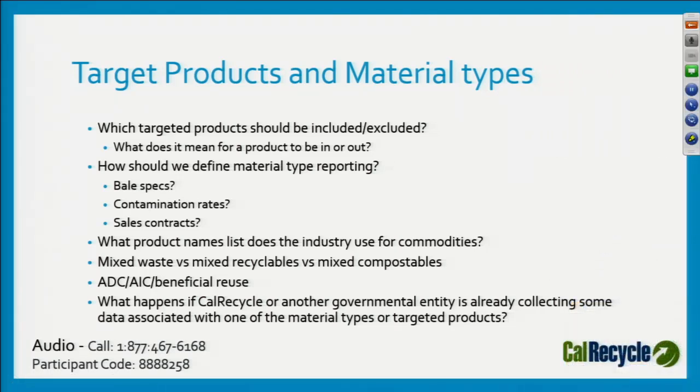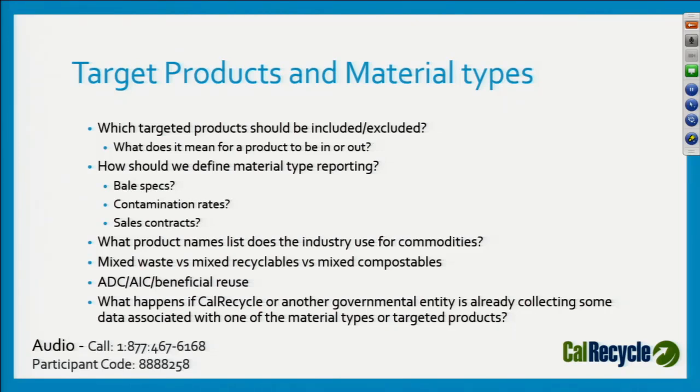We have a few different categories. So we have what we call material categories, which is everything that we are hoping to get information from. If you fall within one of the material categories that we specified in the draft regulations, which are mostly just your traditional recyclables, your paper, glass, metals, plastics, as well as organics, compostable material, and then what we're calling this targeted products category, then we expect you to report.